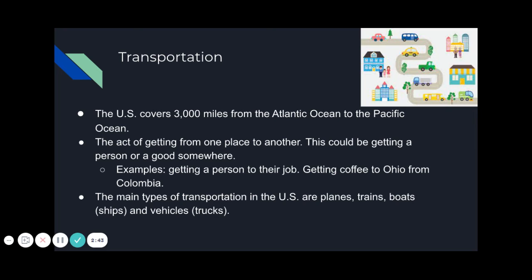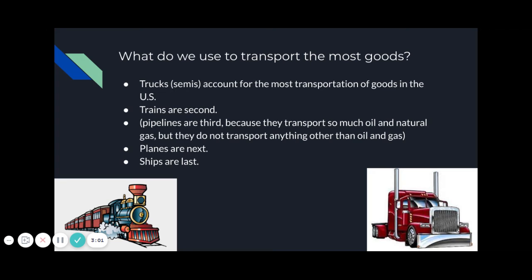For example, getting a person to their job, or getting coffee to Ohio from Colombia, where they produce most coffee. Thank goodness for that too, right? How do we transport goods? The main types of transportation in the U.S. are going to be planes, trains, boats or ships, and vehicles, trucks. What do we use to transport the most goods? Trucks and semis is the biggest in the United States. They account for the most transportation of goods. Whenever we drive anywhere, we see semis. They're everywhere, right? That's where all our goods come from.